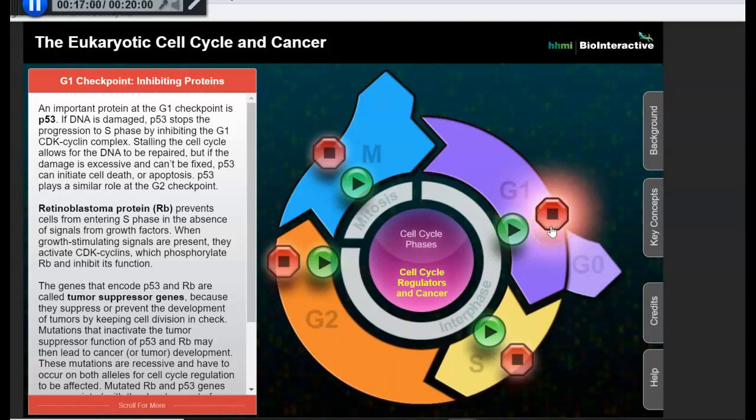It's going to stall this cycle so that it cannot move forward until it can be determined, can the DNA damage be fixed? And so it's going to put this into G0. You notice this over here, G0. It's going to put this cell into G0 until it can be determined if the DNA can be fixed. And if it can't be fixed, then the cell is going to undergo a process called apoptosis, right here, which means the cell will then self-destruct. So we're going to get rid of that cell because it has DNA damage that cannot be repaired.